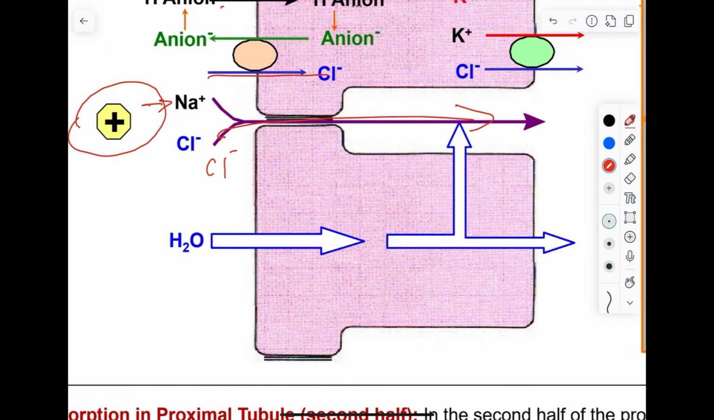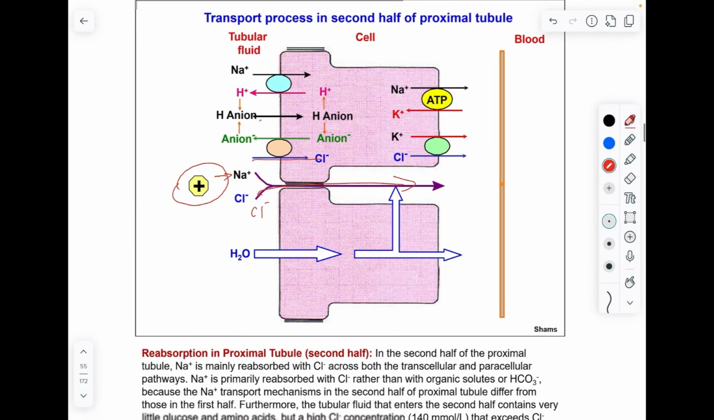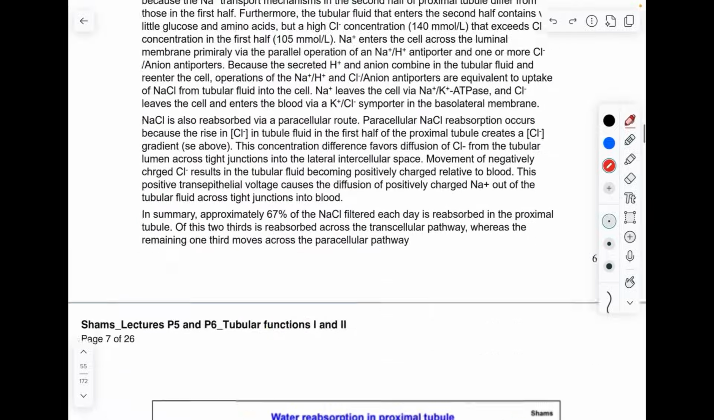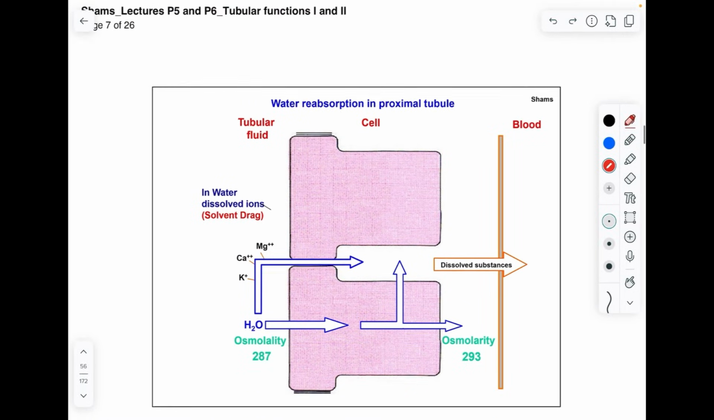What about water? Proximal tubule, guys. Of course we have water reabsorption. This is how the chloride and potassium are going the other way. Not really important for us, okay?